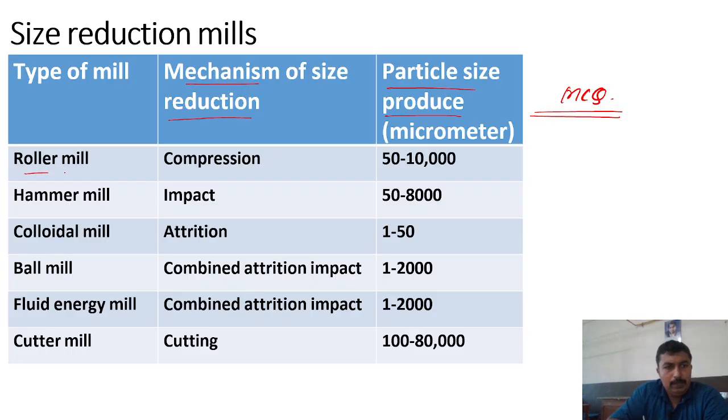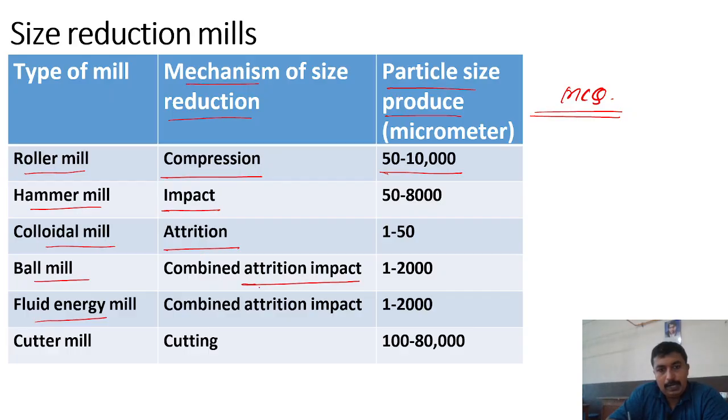So the first mill is roller mill. Roller mill is based on the compression mechanism; it compresses the powder particles and results in a breakdown of the powder particle. What about the size range produced? 50 to 10,000 micrometer size. Later on, hammer mill is based on impact, then colloidal mill, attrition, ball mill and fluid energy mill. These both mills work on a combination of attrition and impact. And last is cutter mill, the mechanism is cutting.